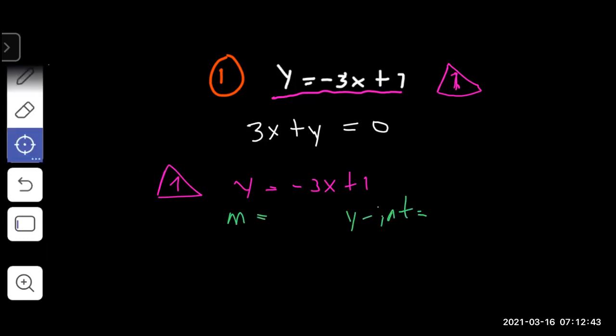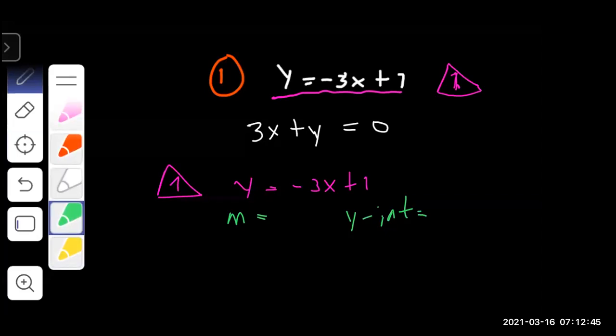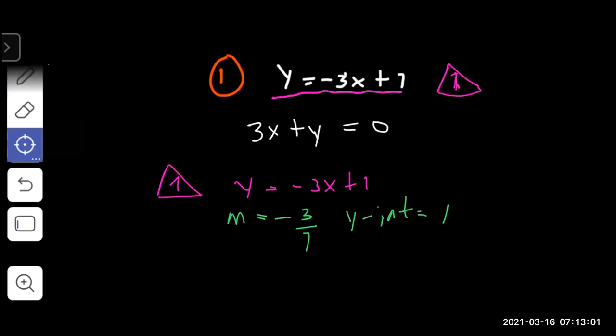What is the coefficient of x? Negative 3. Guys, the slope is a fraction, it's a ratio. Negative 3 over 1. And what is the y-intercept? One. Thank you. It's plus one, and this is the slope. With this information, guys, we can graph.